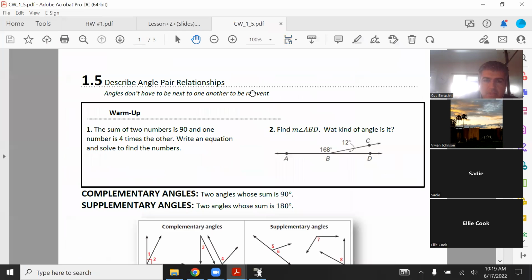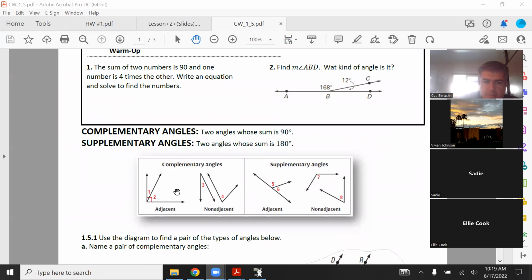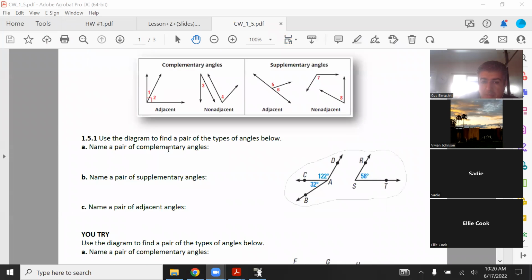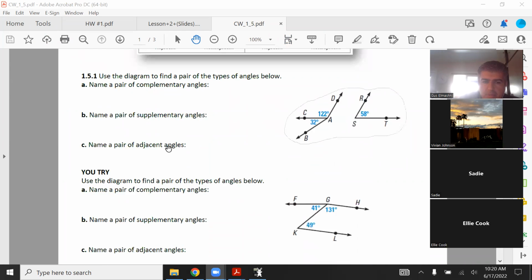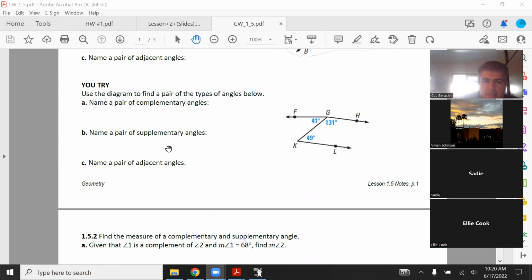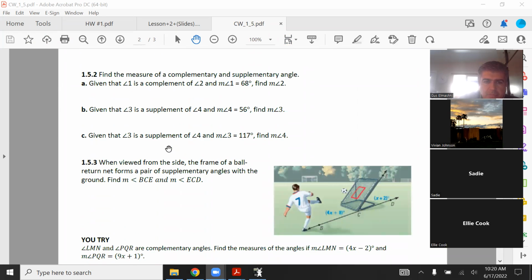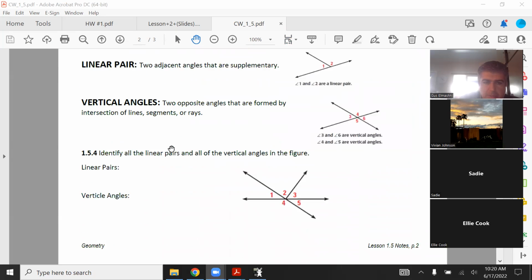Okay. So there's a warm up here with some old stuff. And then there's more of the stuff we talked about, defining these terms, complements and supplements, naming the complementary and supplementary angles, naming the adjacent angles, finding complements and supplements, working out some algebra here.